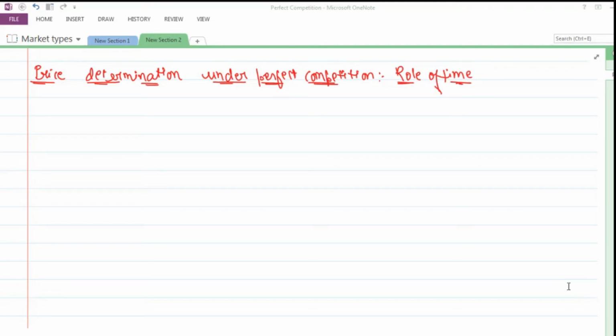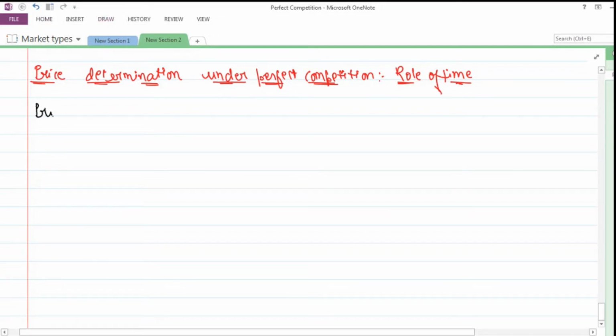Hello everyone. In this lecture we will be talking about price determination under perfect competition and the role of time in it. The price of a commodity in an industry is determined at the point where demand and supply interact or intersect with each other.